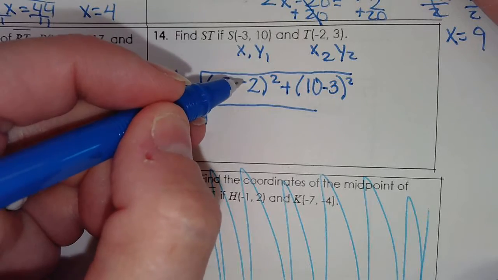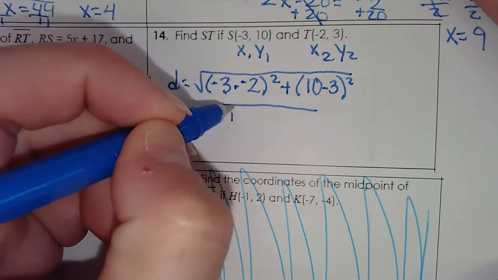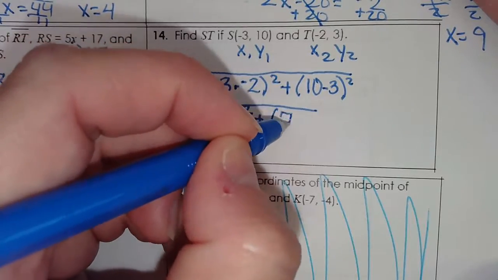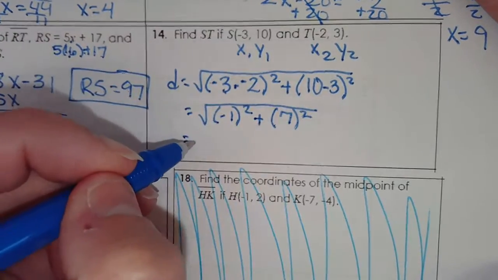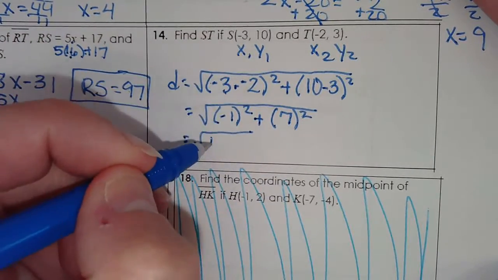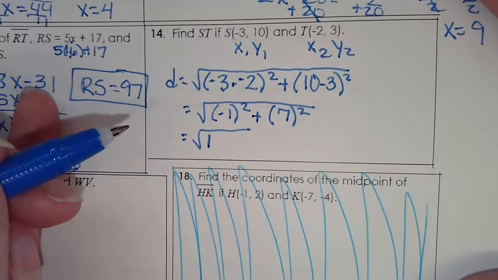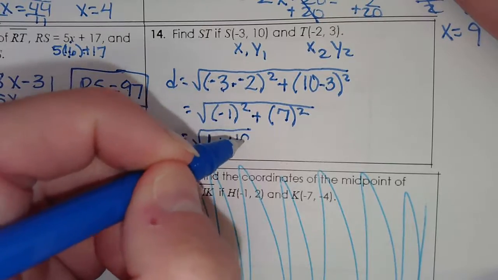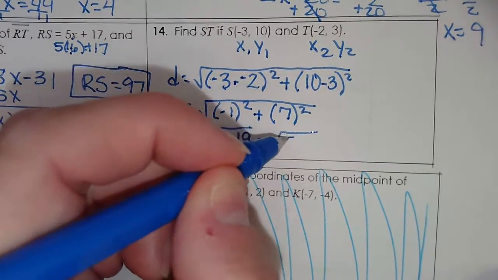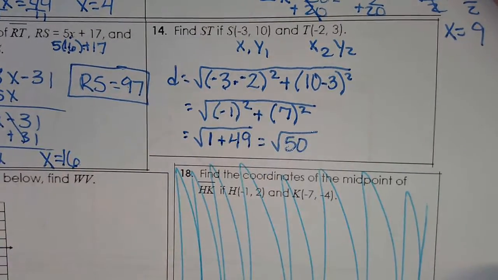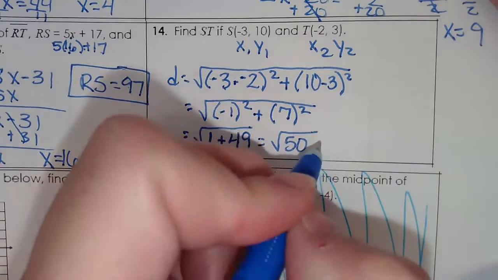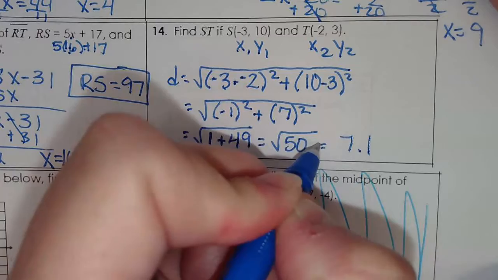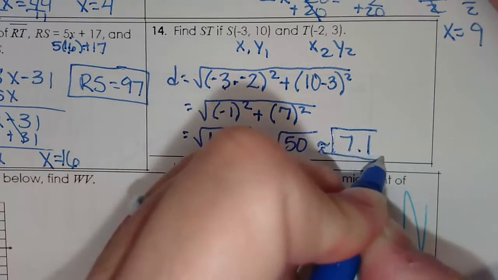-3 minus -2 is a -1 squared plus 10 minus 3 is 7 squared. Square these numbers out. -1 squared is a +1. Remember, when you square a number, you multiply it by itself. Plus 7 squared is 49. And then you have the square root of 50. And then in your calculator, you take the square root of 50. And I think it gives you like 7.07, which would be about 7.1-ish.